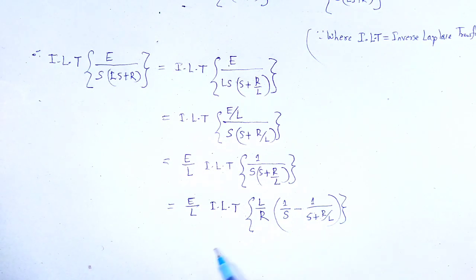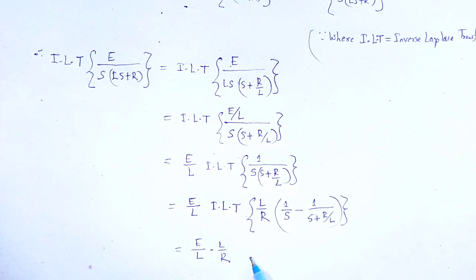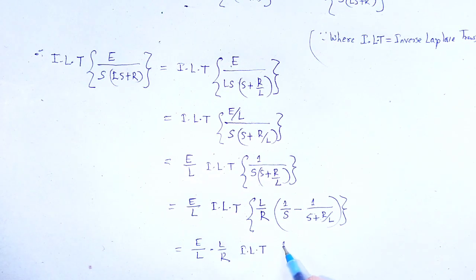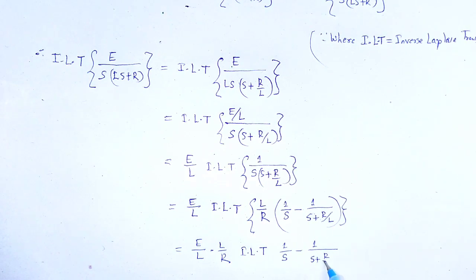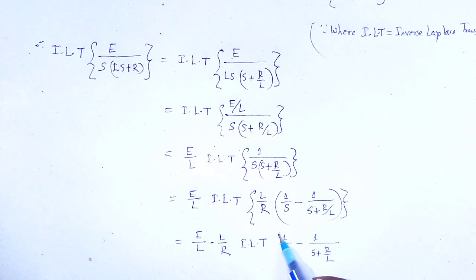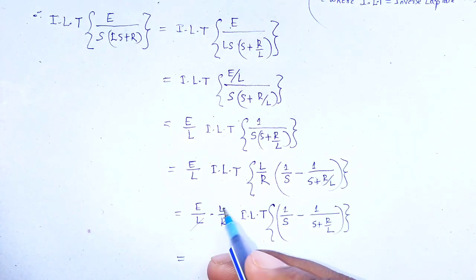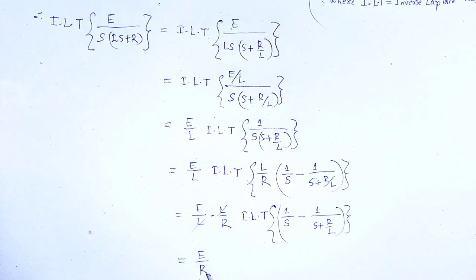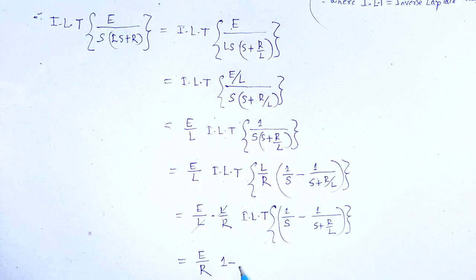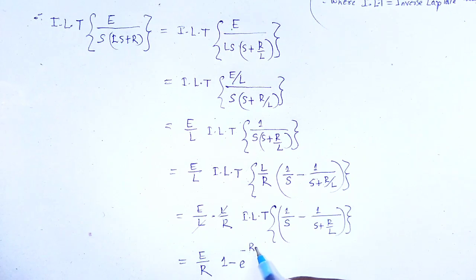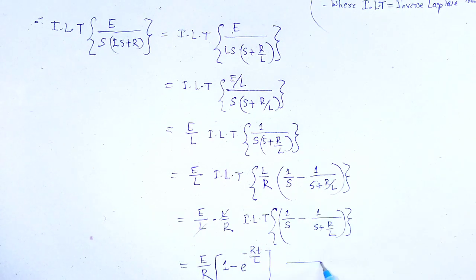So, L by R is a constant, E by L into L by R. So, inverse Laplace transform of 1 by S minus 1 divided by S plus R by L. L cancels out, E by R. So, the inverse Laplace transform of that kind of expression is 1 minus e to the power minus RT by L. And that is equation number 5.